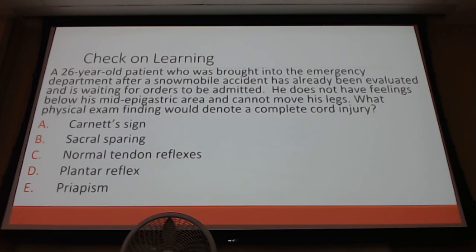All right, let's do another check on learning. A 26-year-old patient was brought into the emergency department after a snowmobile accident, has already been evaluated, and is waiting for orders to be admitted. He does not have feeling below his mid-epigastric area and cannot move his legs. What physical exam finding would denote a complete cord injury? Yeah, priapism. Good.